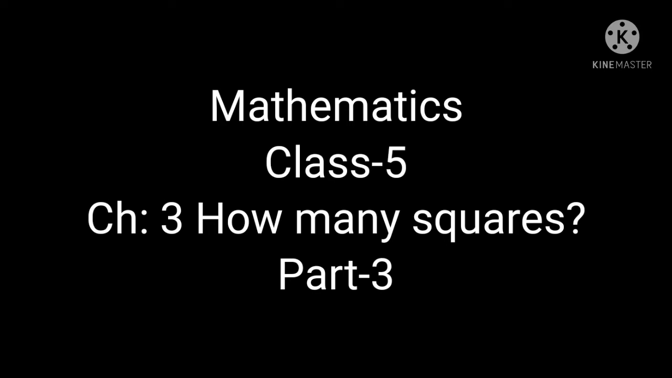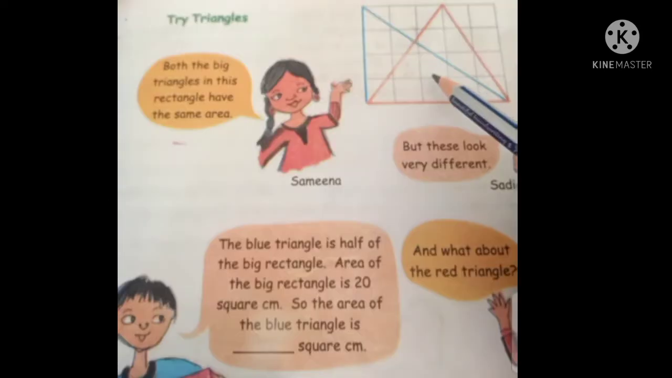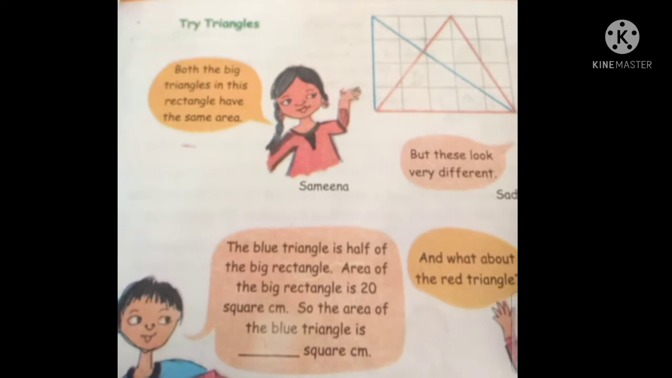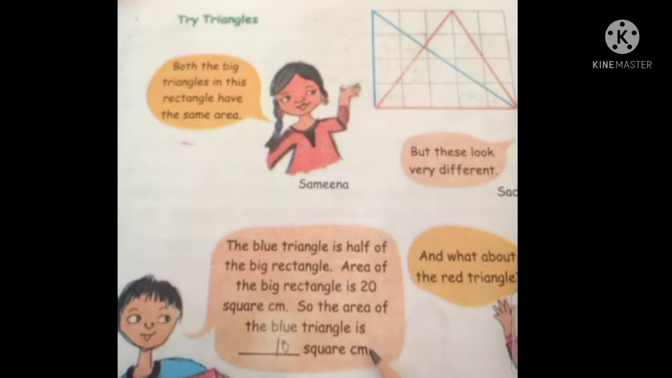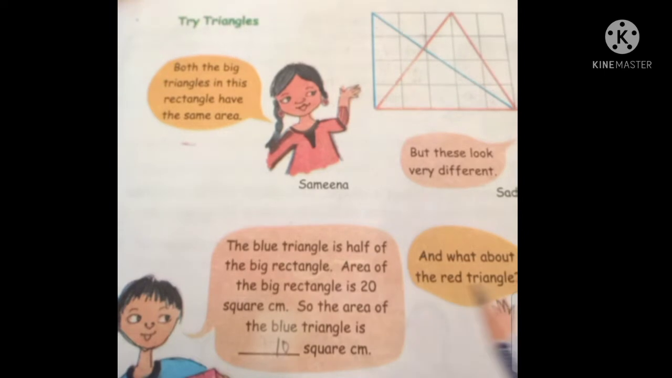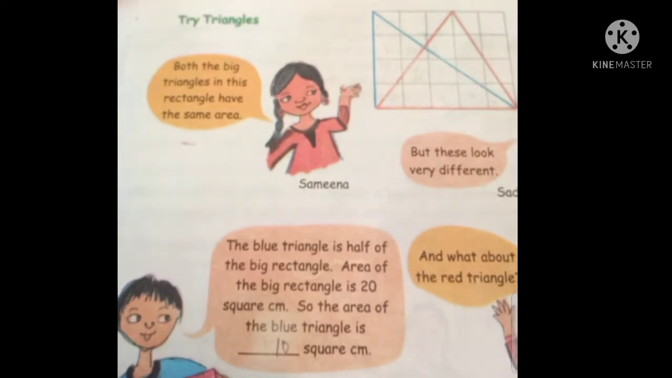Let's continue our exercise. So the blue triangle, yes, that is half of the rectangle. So what is the half? 10, yeah. The blue triangle area is half, that is 10. Good. Next one. And what about the red triangle? What is the area of the red triangle? It says both the areas are same. So red also will be same, na?